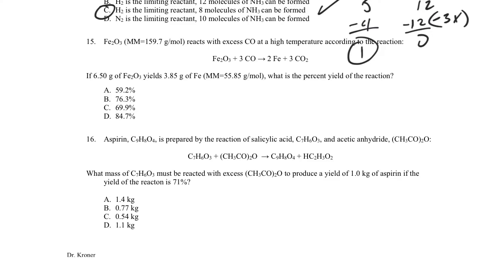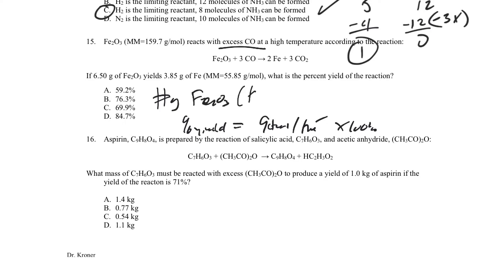Okay, so we're told here we have an excess of carbon monoxide, so this isn't a limiting reactant problem. We know that iron oxide is what's limiting our reaction, not the CO. We want a percent yield, so the percent yield is the actual over the theoretical times 100%. So we need the theoretical yield here.